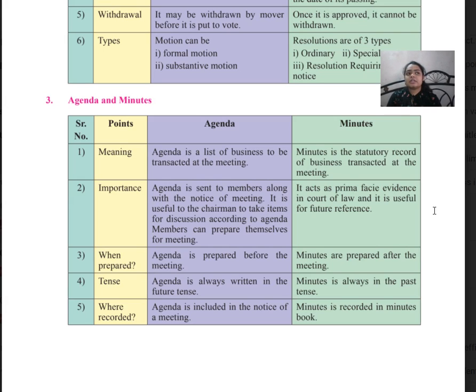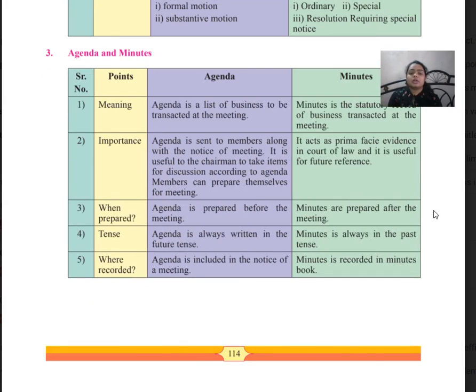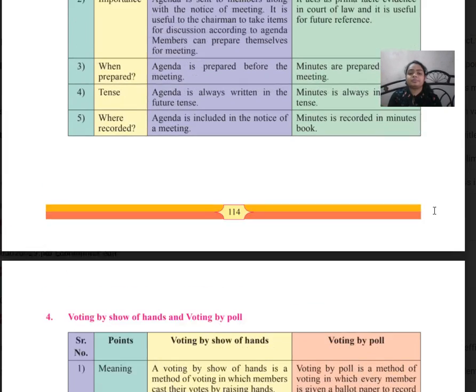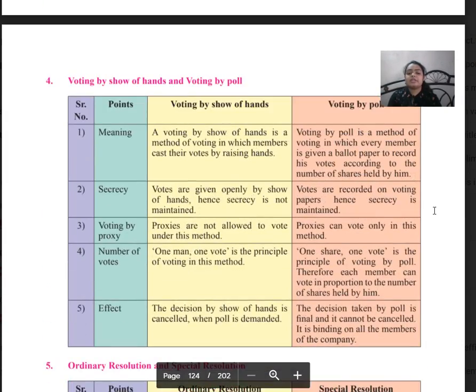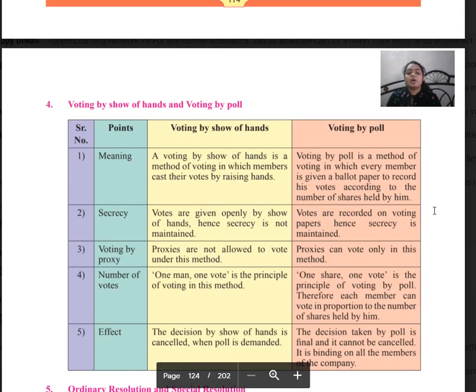So agenda is something which goes before the meeting, and minutes is something which goes after the meeting. When prepared: agenda is prepared before the meeting, minutes are prepared after the meeting. Tense: agenda is always written in the future tense, and minutes are always written in the past tense. Where recorded: agenda is included in the notice of the meeting, minutes are recorded in the minutes book. So this was about agenda and minutes. Now next we shall be seeing voting by show of hands and voting by poll.